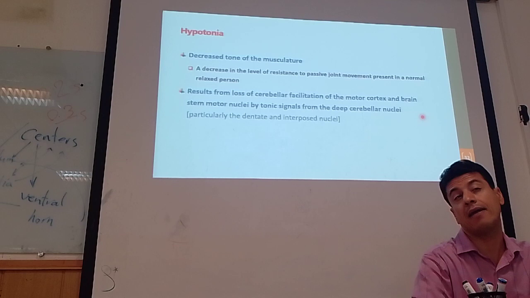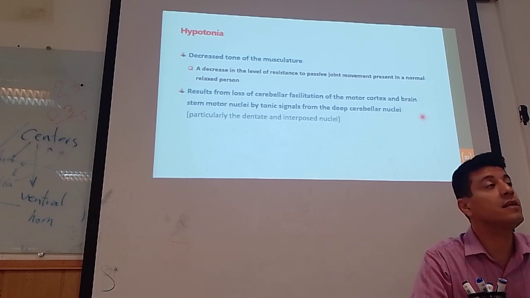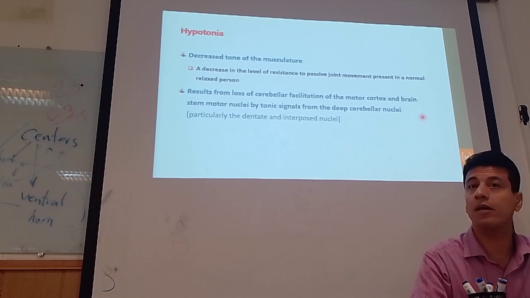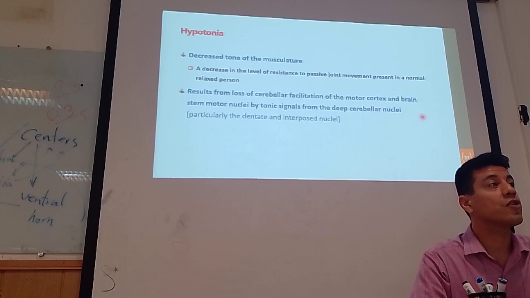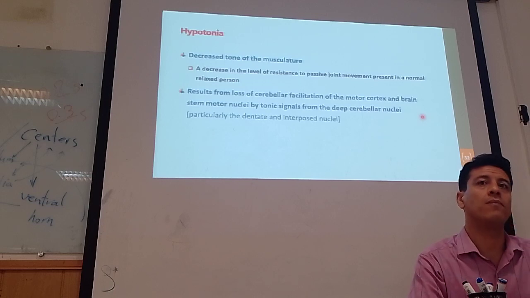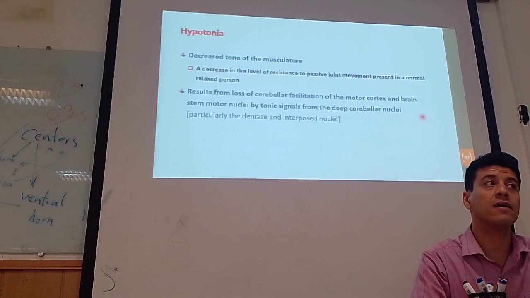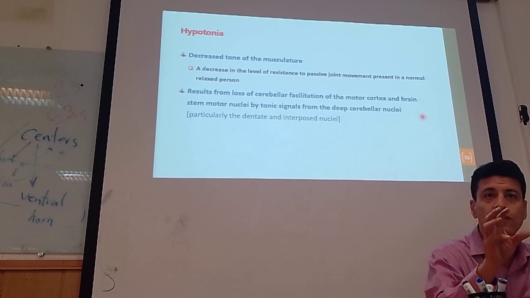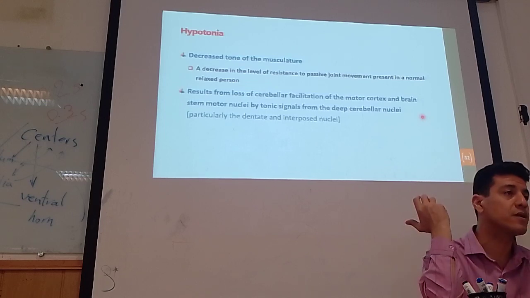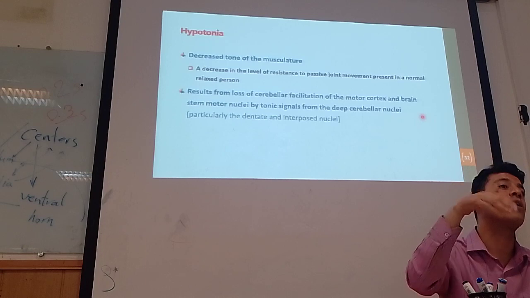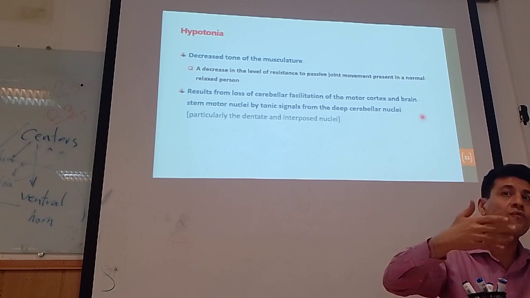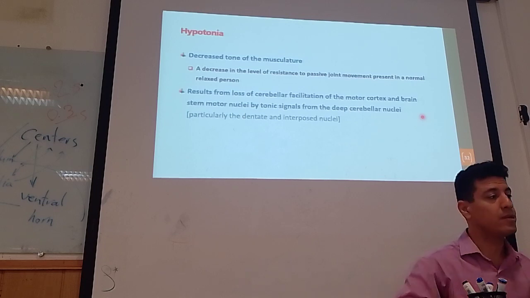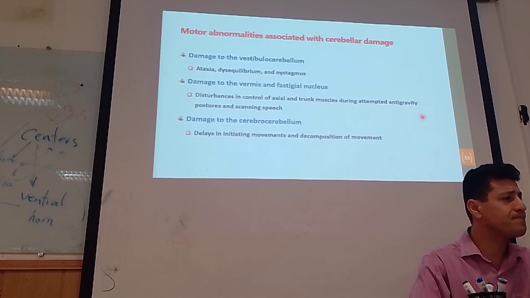Hypotonia, I told you about it again. In the resting state, the deep nuclear cells keep activating the targets: cerebellum, red nucleus, reticular formation. So the targets are always activated by the cerebellum. When there is damage to the cerebellum, this tonic activation is removed, so the targets are not activated and the result will be hypotonia. So the tone of the muscle will be less than normal. Hypotonia happens in these patients usually.